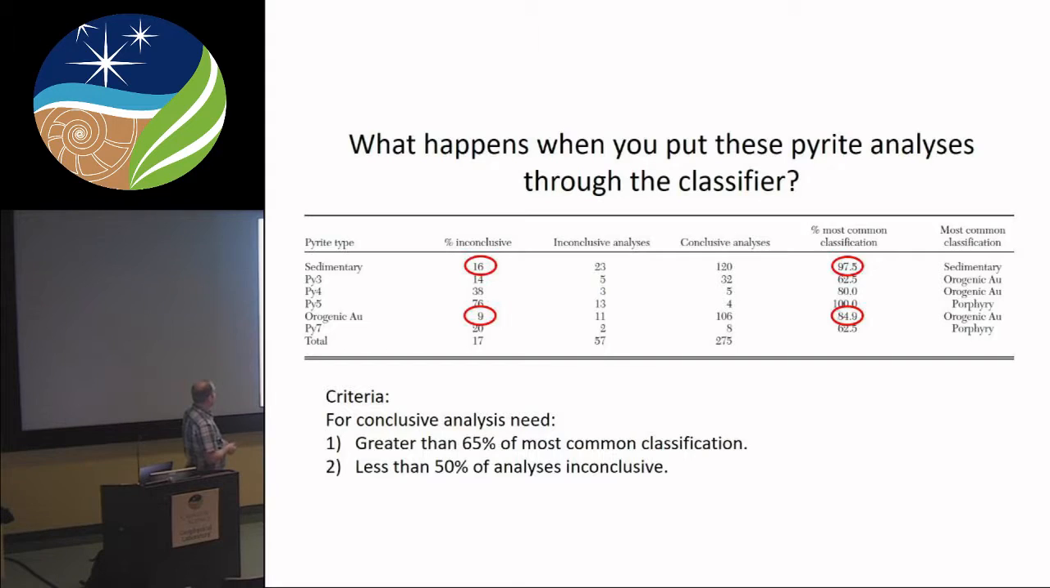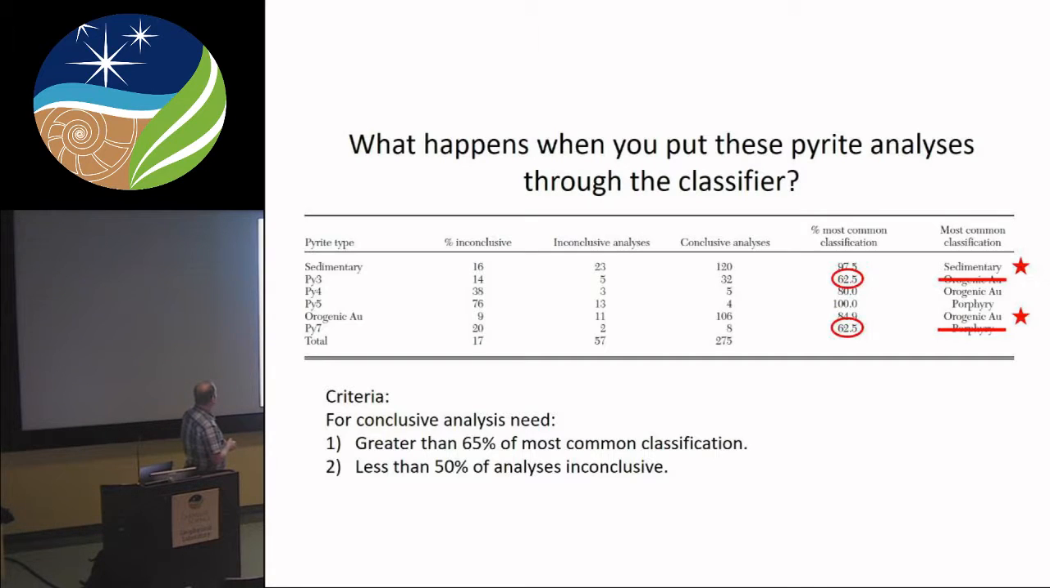When we put this through the classifier, both the sedimentary pyrite and the orogenic gold were correctly identified. We made this criteria to be a conclusive analysis: you need greater than 65% of the most common classification, and less than 50% of the analyses inconclusive. Only 16 and 9% of the analyses were inconclusive, and 97.5% of the time it was saying the sedimentary pyrite was sedimentary, and 84.9% of the time it was saying that the orogenic gold was orogenic gold. So those get stars because they were right.